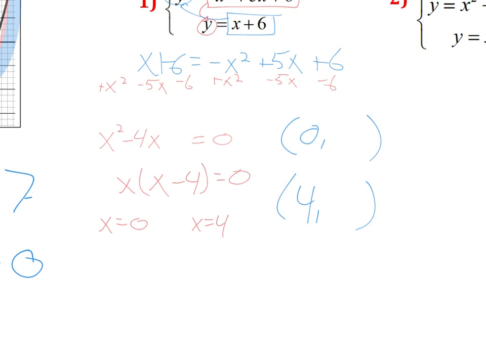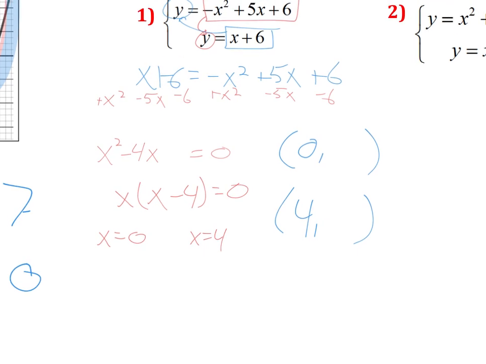I can plug in 0 for either one of these two functions. I can plug it in for x right here, so 0 squared plus 5 times 0 plus 6, or just 0 plus 6. I'm going to argue this second function is probably a lot easier. So if I plug in 0 for x, we're just going to get 6. Same thing with the 4. I could plug it into either. I think the second one's easier. If I plug in 4, 4 plus 6 would give me 10. So these are going to be my 2 points of intersection.